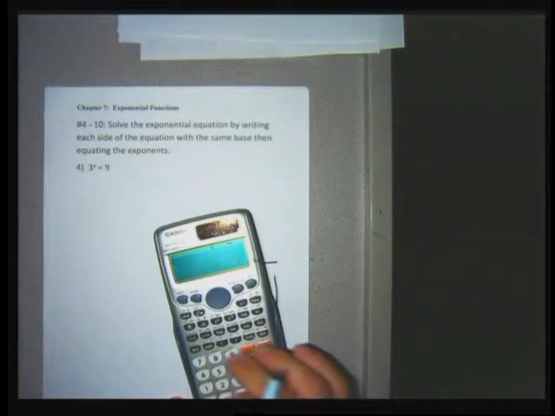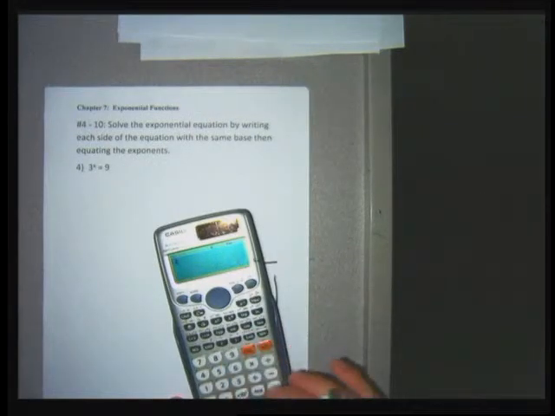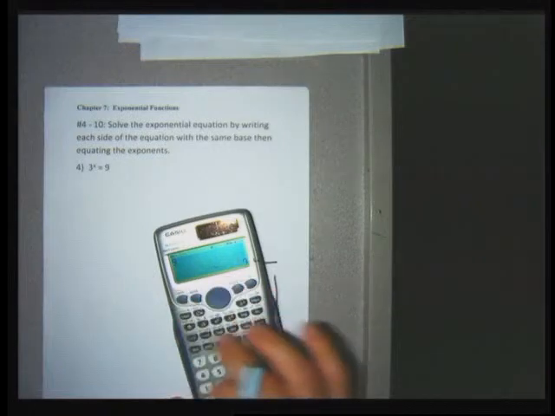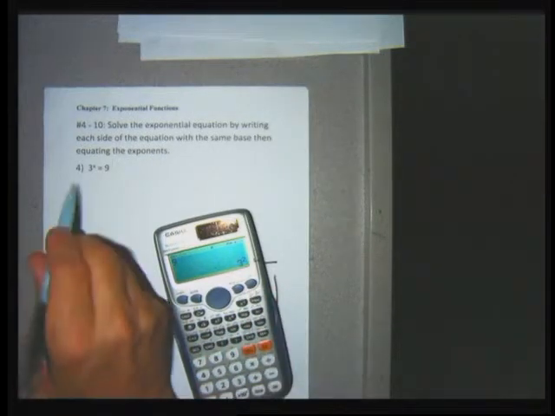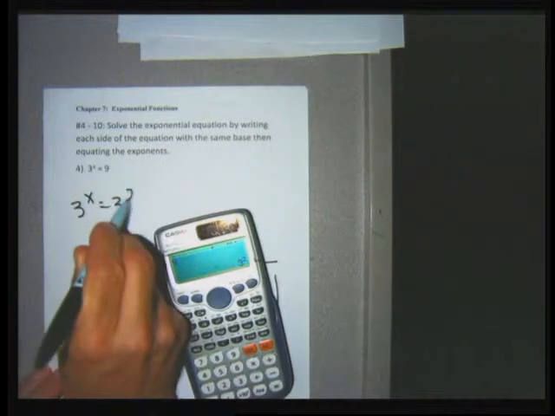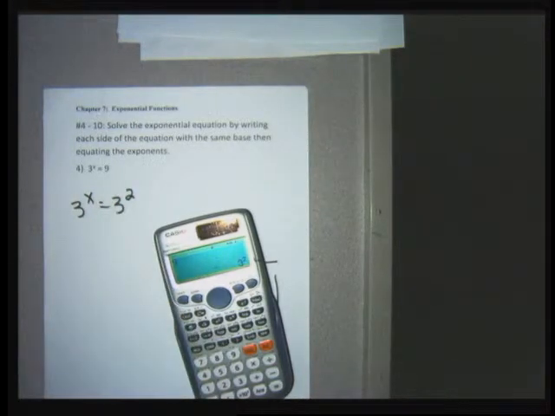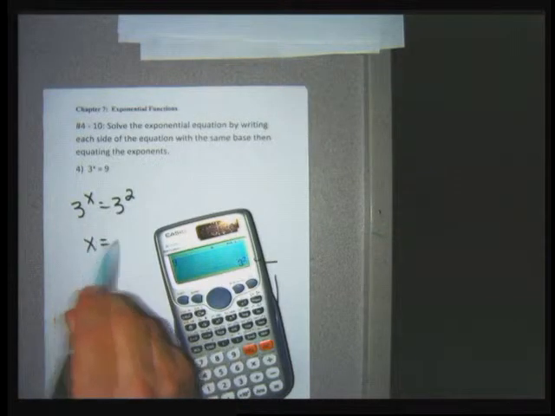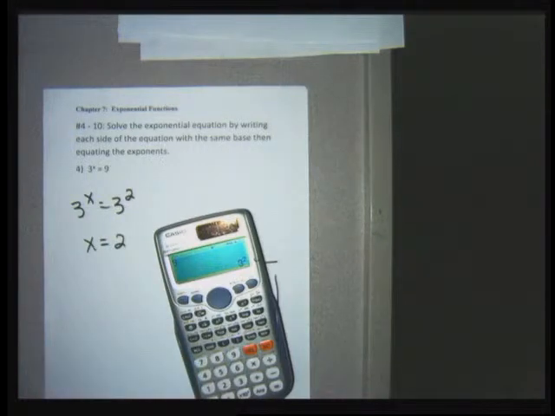And I do a prime factor tree for 9. So I go 9 equals shift factor. And I can rewrite the right side as 3 to the second power. And once you get the problem written such that each side has the same base, you drop the bases and set the exponents equal to each other. And that's all there is for number 4.